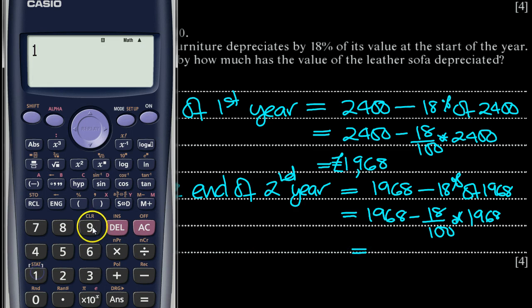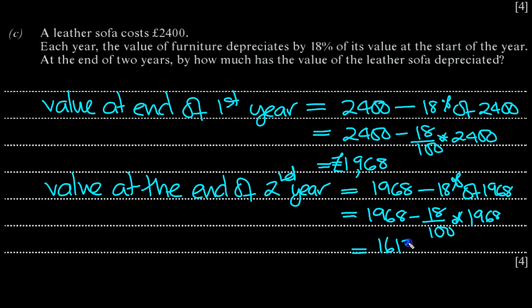So 1968 minus 18 divided by 100 times 1968 equals 1613.76. So it's £1,613.76 is the estimate. So how much is it depreciated then? That's how much it's worth at the end of 2 years.